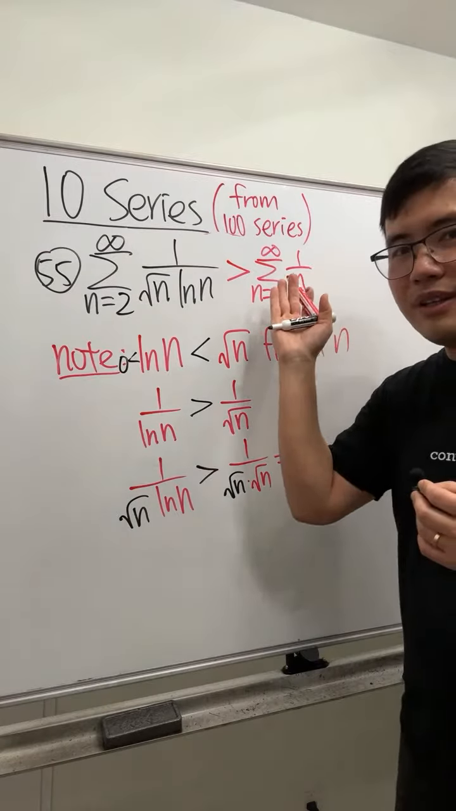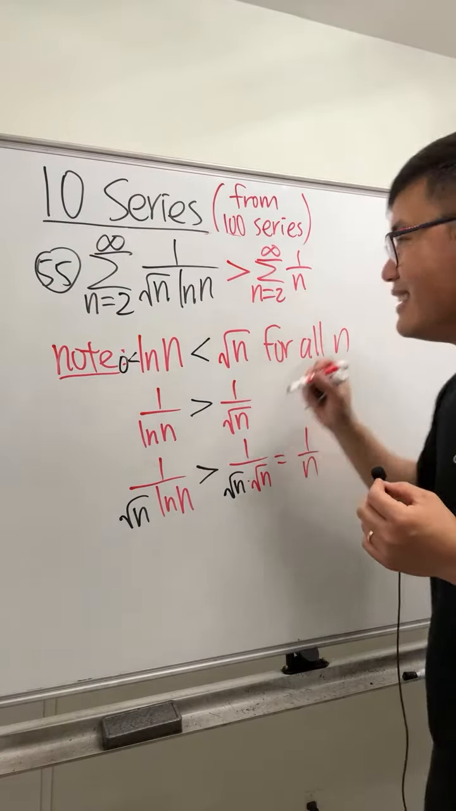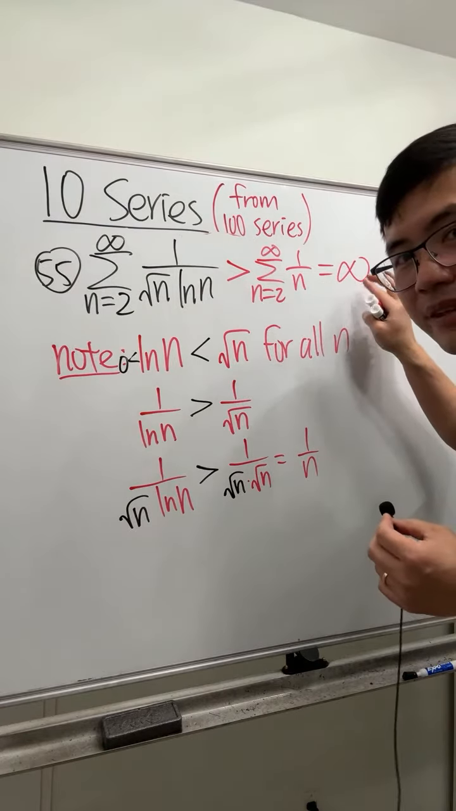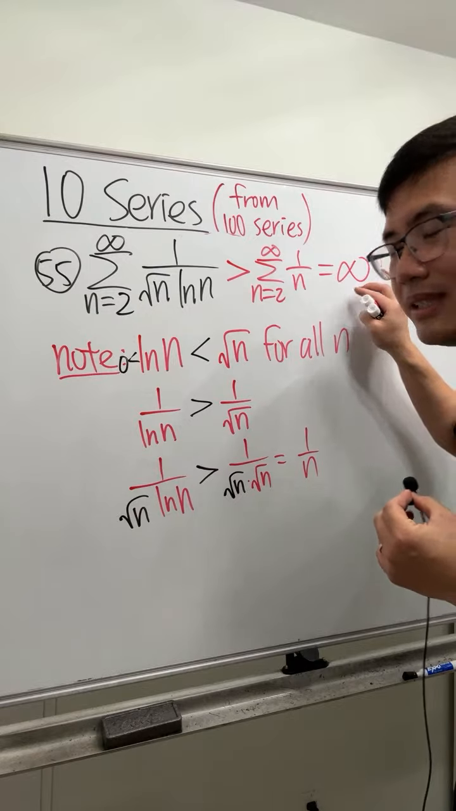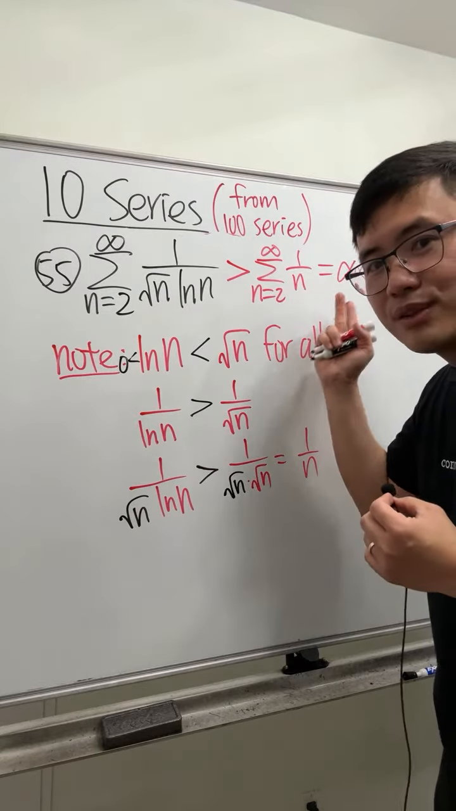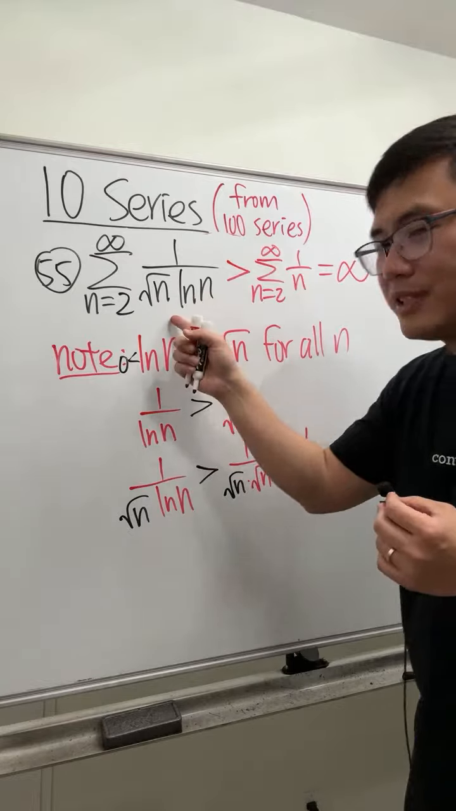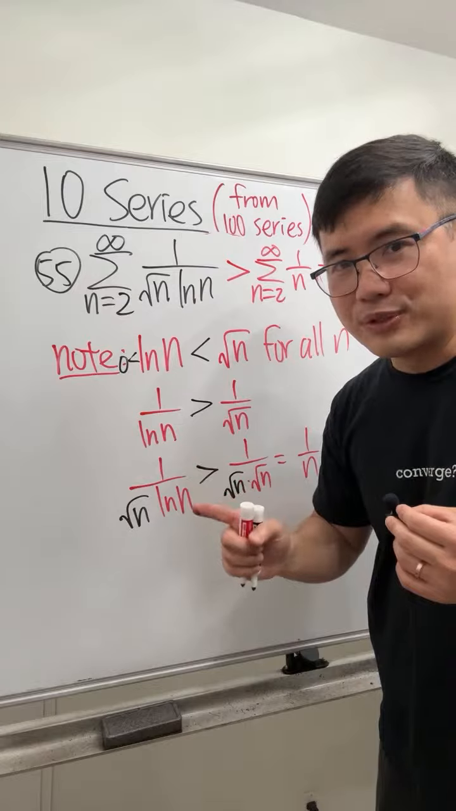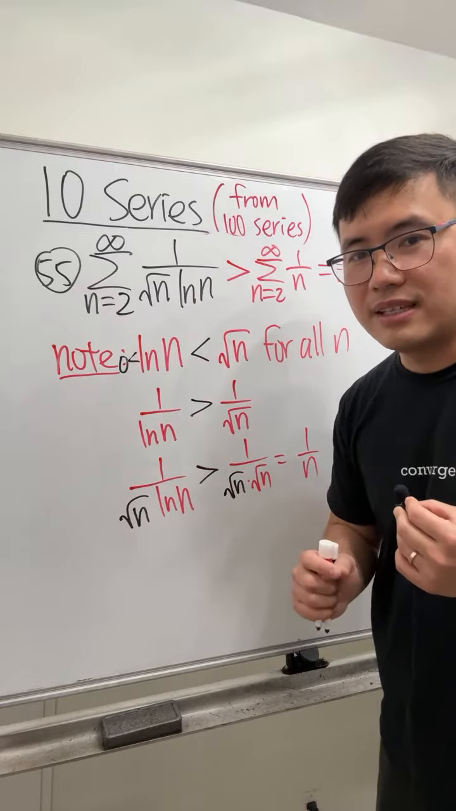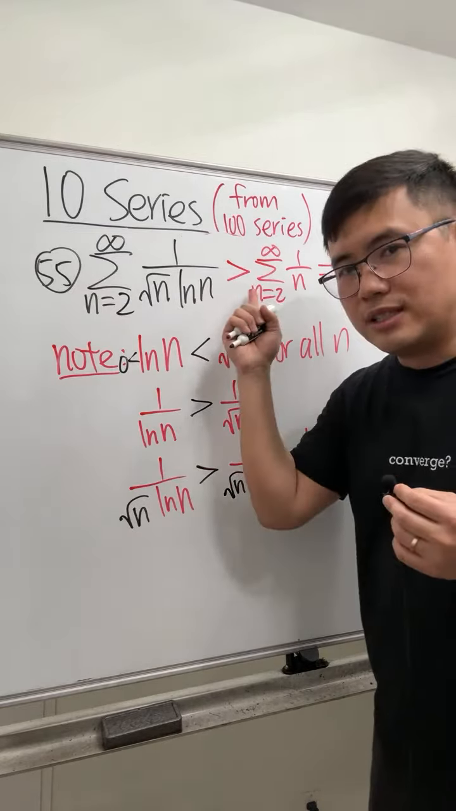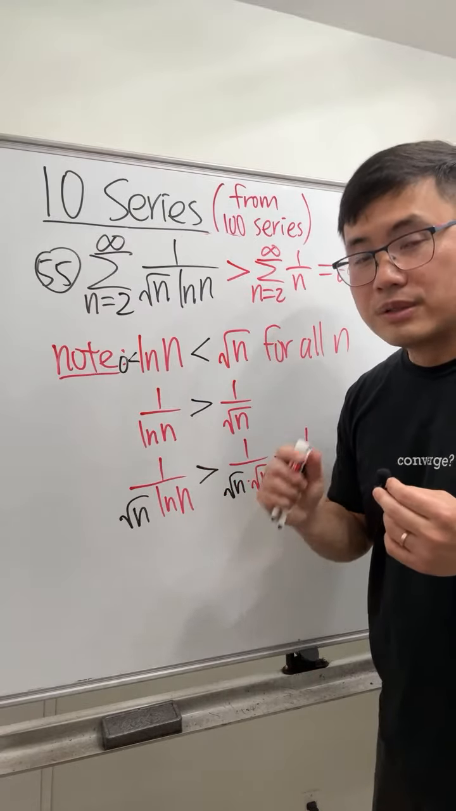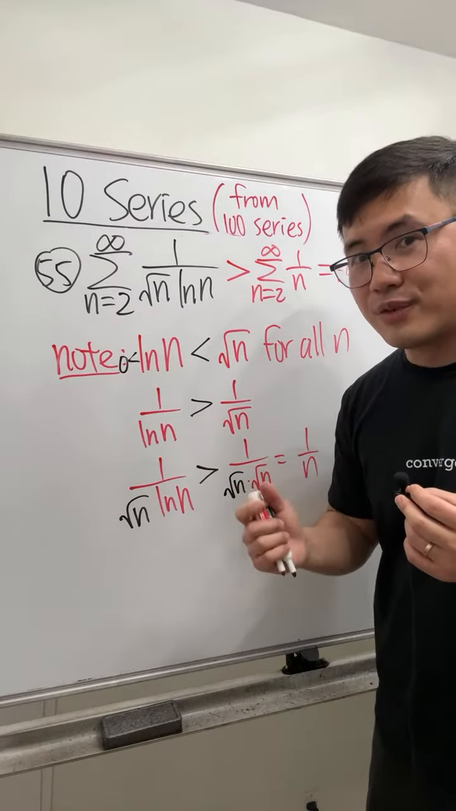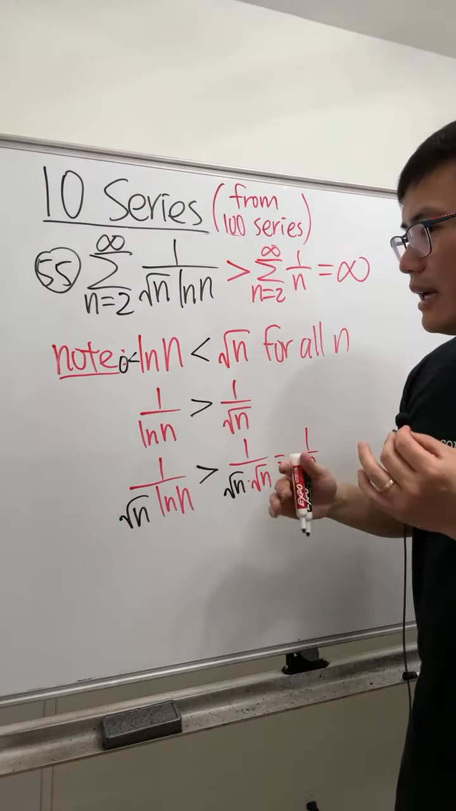And we know this right here diverges. This series is infinity. It's the divergent harmonic series without the first term, but still diverges to infinity. Therefore, what can we say about this? This right here also diverges by direct comparison test because we use the inequality. So direct comparison test is the way to go, but we have to make sure we do it carefully, and the inequality has to make sense.